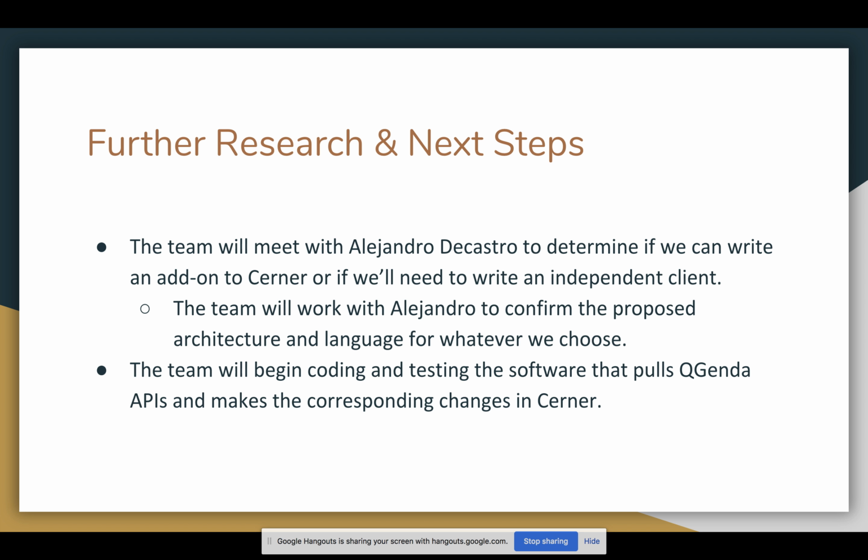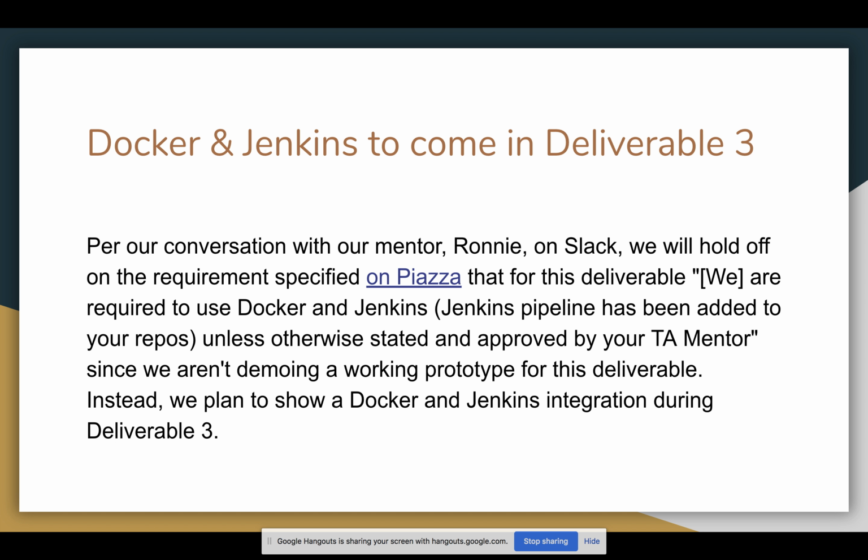And as soon as we get that information, we can start coding and testing our software. Now, as a side note, because we don't have a lot of the necessary information that we need to get started with implementation on this project, we are not able to perform any of the Docker and Jenkins connectivity steps. But it's something that we will be quickly getting involved with as we get more information from Cerner.